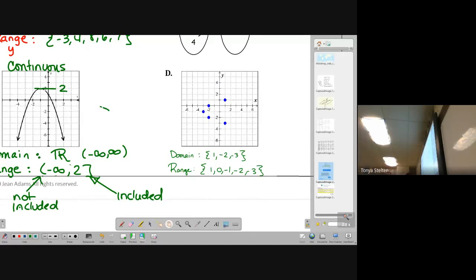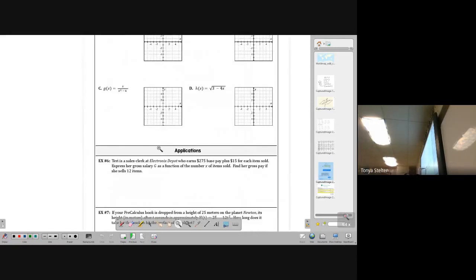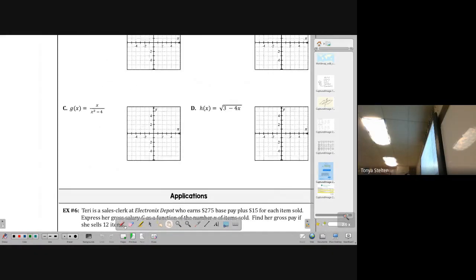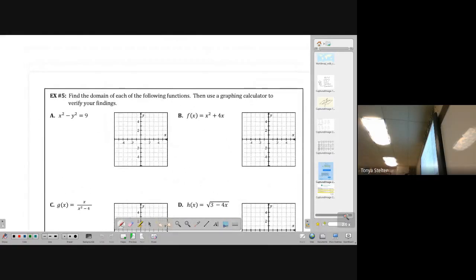All right, the next page. All right, so this, you're going to find the domain of all the functions. You're going to graph them. You can use a graphing calculator to graph them if you need.